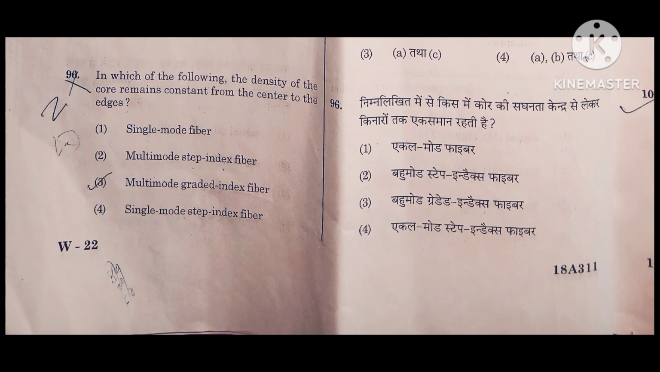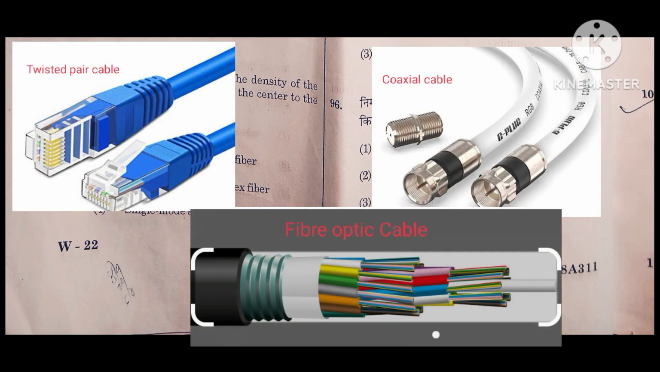Question is, in which of the following the density of a core remain constant from the center to the edge? Okay, so let's take a brief introduction about the transmission media. Okay, so there are three types of a transmission media which are used as a connecting cable or connecting media to connect two or more workstations for the communication. Basically there are three types of transmission media, that are twisted cable, second one is coaxial cable, and the third one is optical fiber cable.